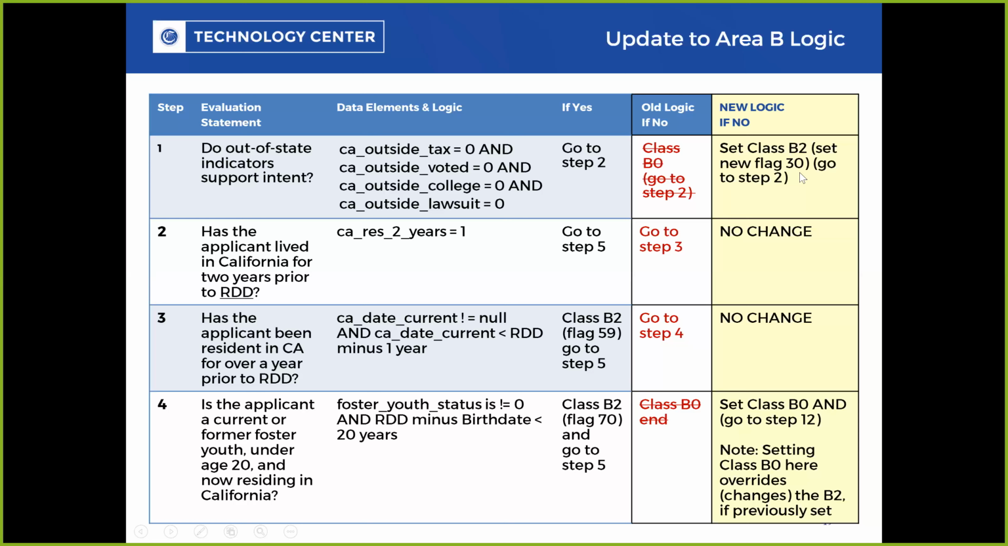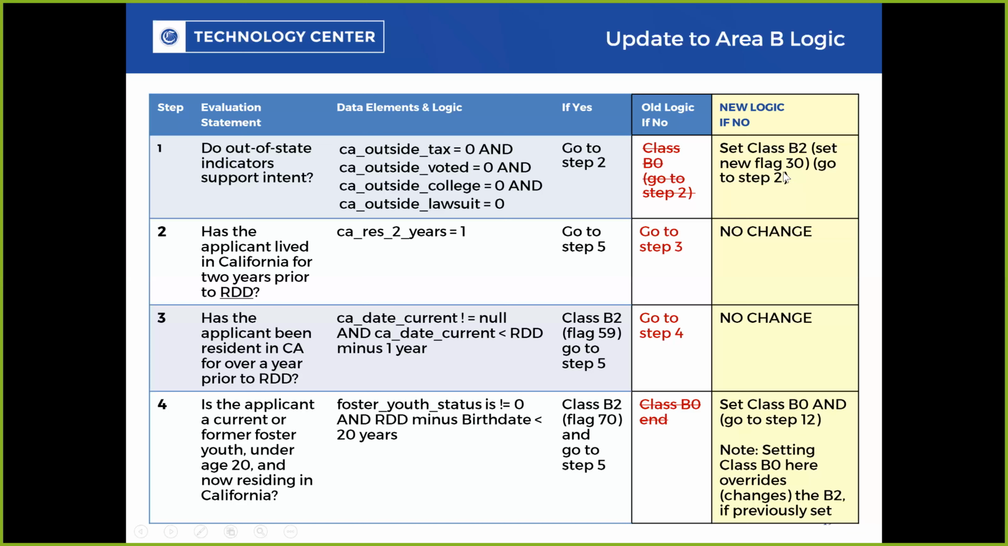Now, so there's three statuses basically in each area. A B1 is a California resident. A B2 is possibly a resident, but there's some flags here. Possibly a resident, but documentation or proof is required. And then B0 is the non-resident. They don't meet our criteria for this area. So it used to be that.